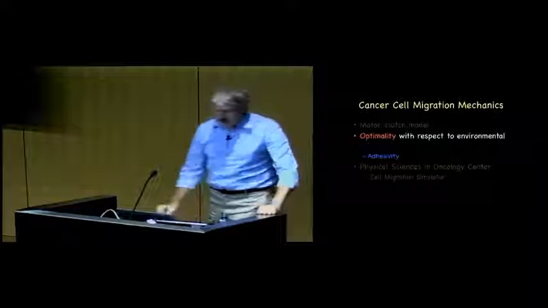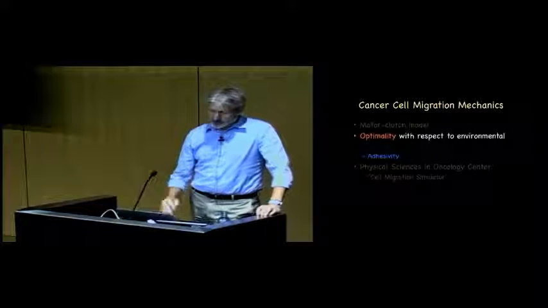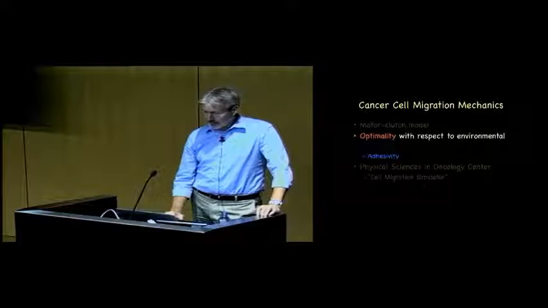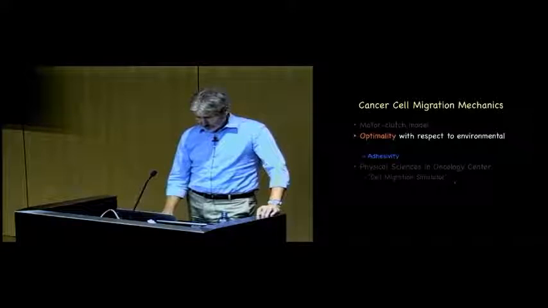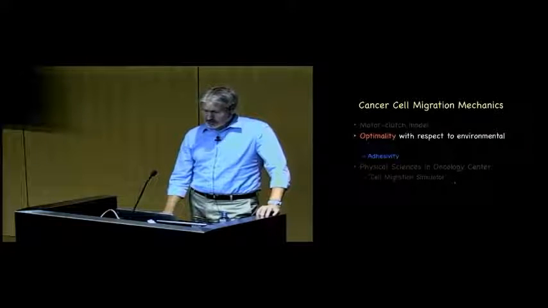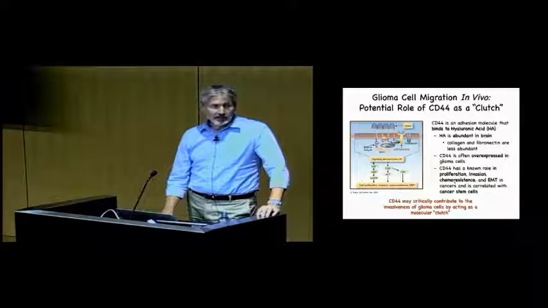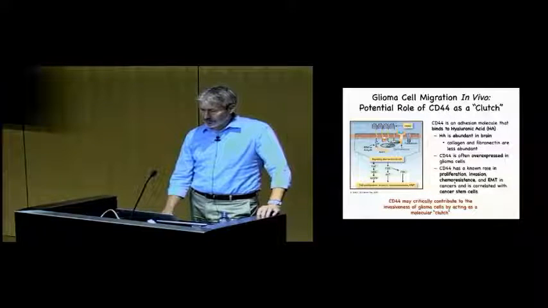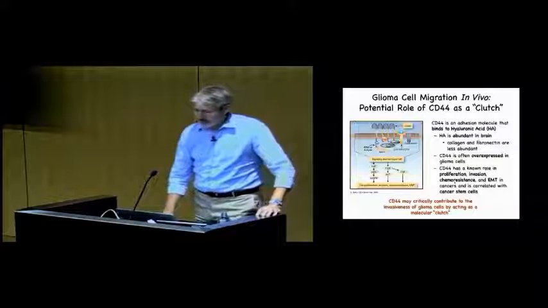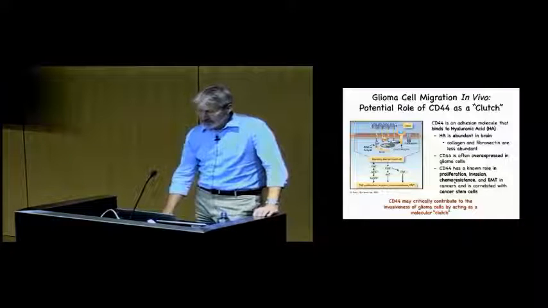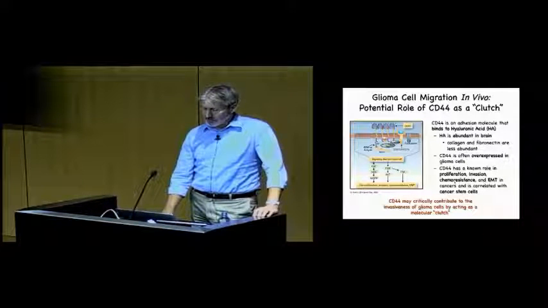I'd like to focus now on adhesivity, and then I'll conclude with a brief synopsis of this center that we're now starting. So what is the clutch? I mentioned integrins, but there's other molecules. With integrins, there isn't a lot of collagen in the brain. There is a lot of hyaluronic acid. And CD44 is a cell adhesion molecule that can recognize and bind to hyaluronic acid. So working with Jim McCarthy and John Olfest before he passed away, we started to look at CD44 as a potential clutch in glioblastoma.